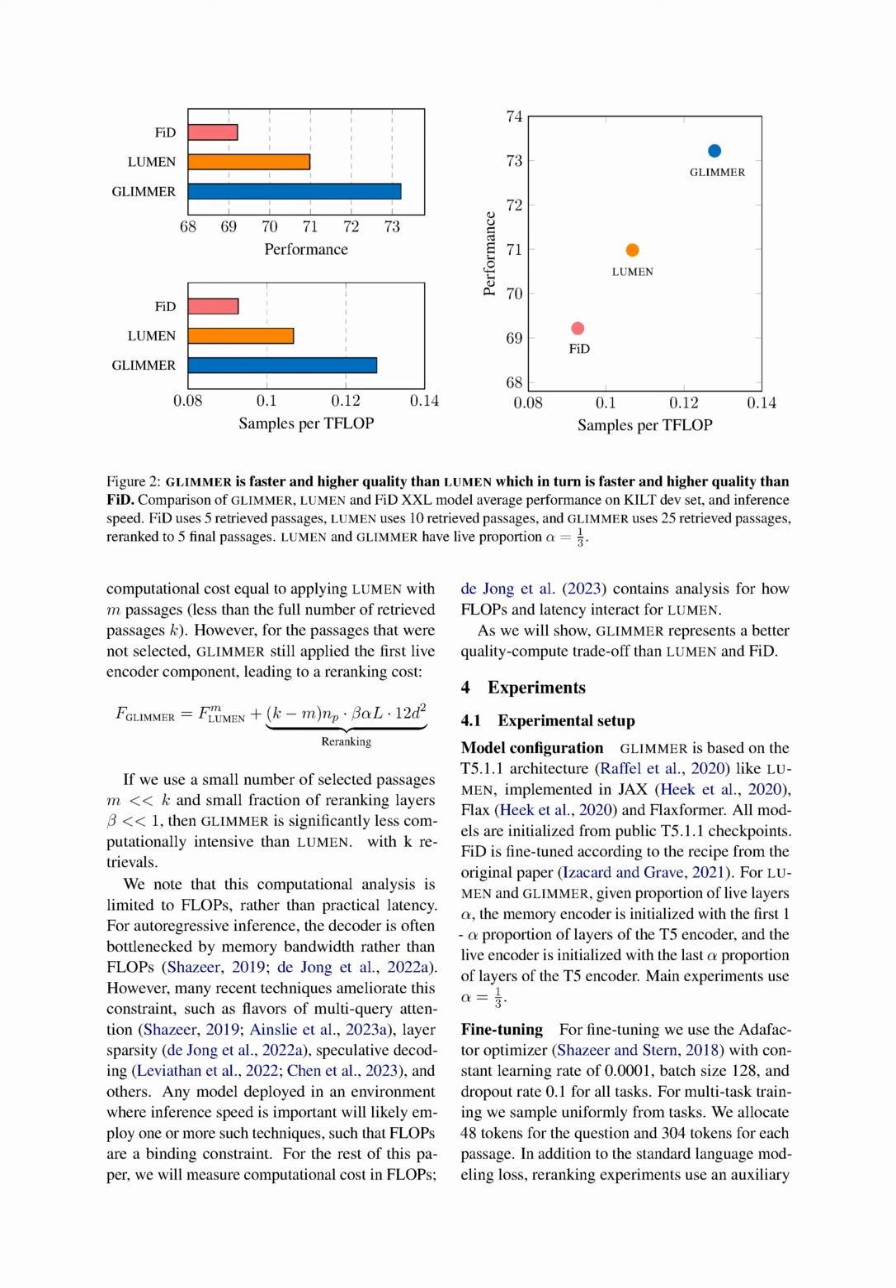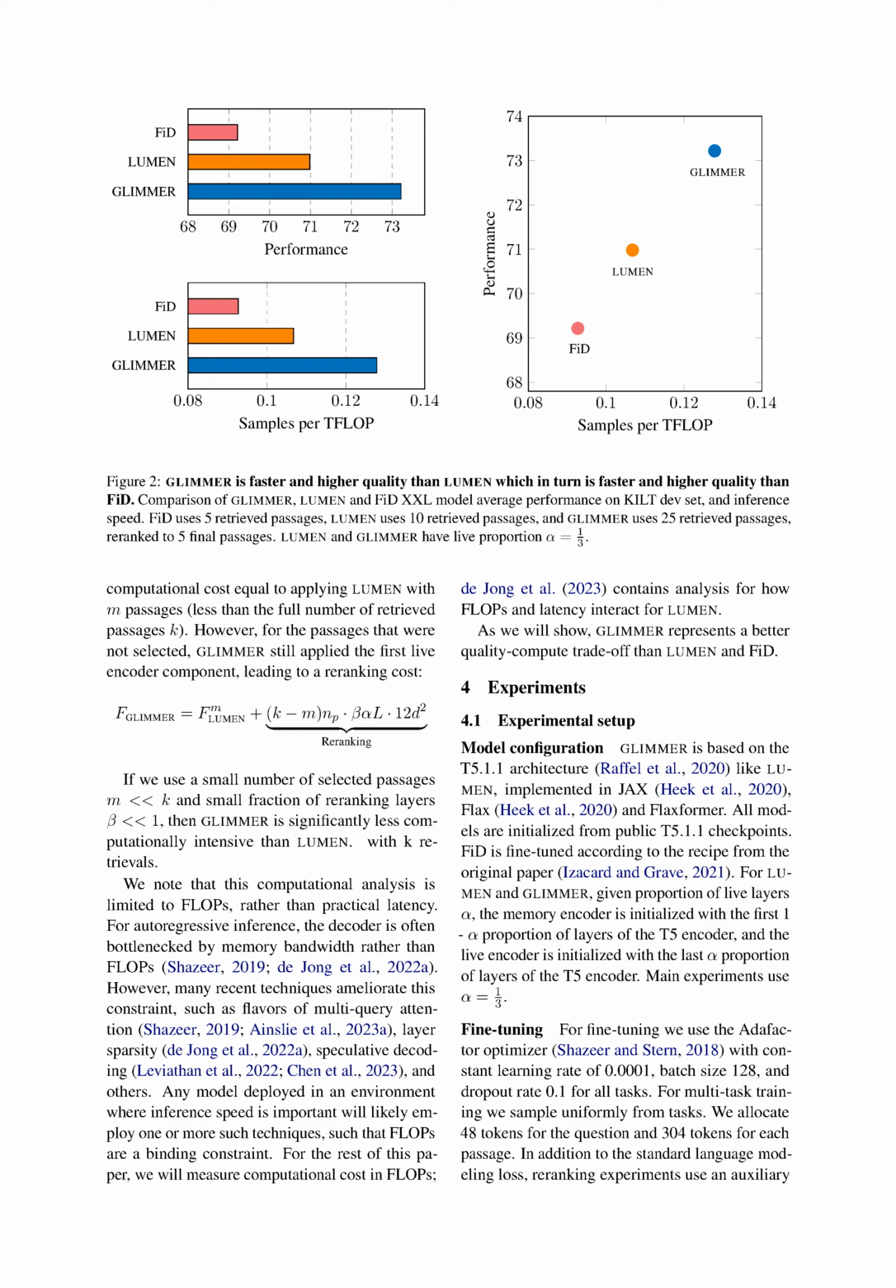To better understand how we adapted these models, it's important to introduce a term we used, alpha. Alpha is a proportion of live layers in our model. We used these live layers to initialize our memory encoder and live encoder, which are crucial parts of the Glimmer model. Specifically, we took the first 1-alpha proportion of layers from the T5 encoder to initialize the memory encoder. We then used the remaining alpha proportion of layers to initialize the live encoder. For the main experiments, alpha was set to 1/3.